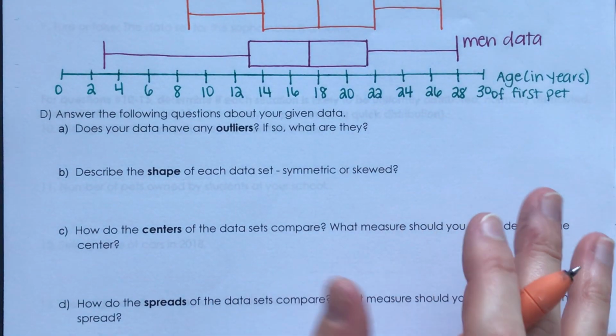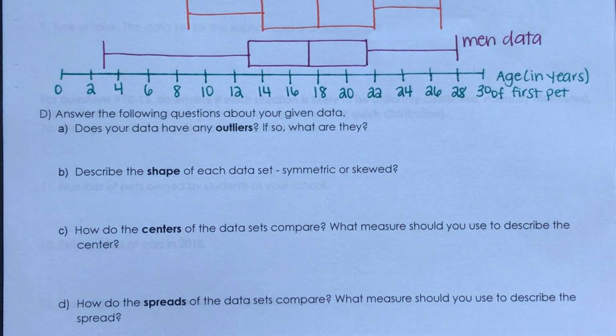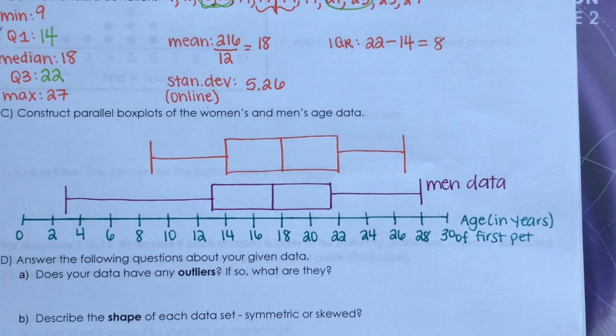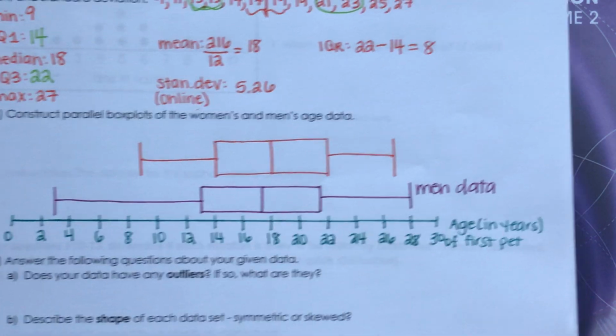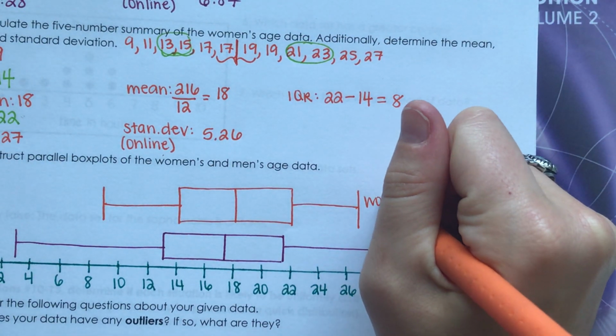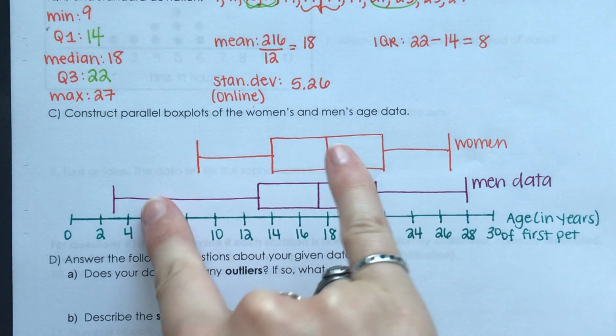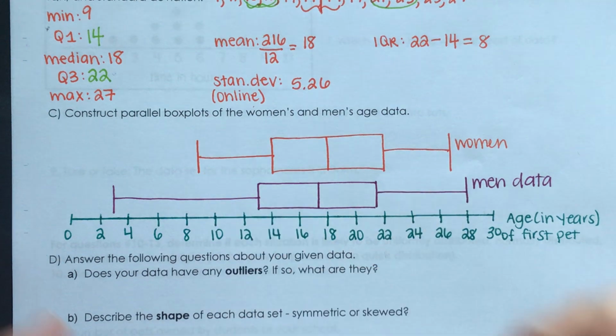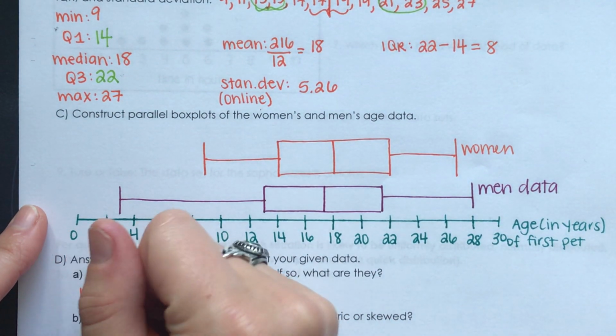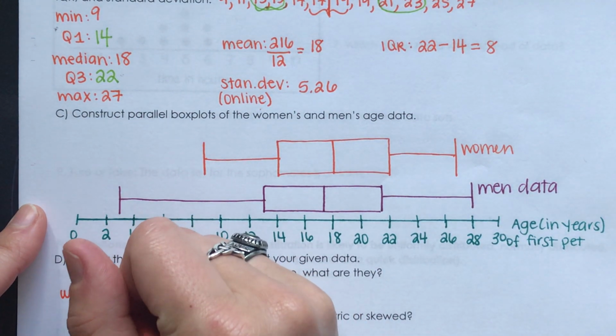All right, so let's answer some questions about the data. Letter A. Does your data have any outliers? If so, what are they? So do you have something that is like crazy out of the way, like 100 more than another one should be, where all your data is? For the women, I would say everything looks pretty much symmetric on both sides. They look like you really don't have any. So that's women.